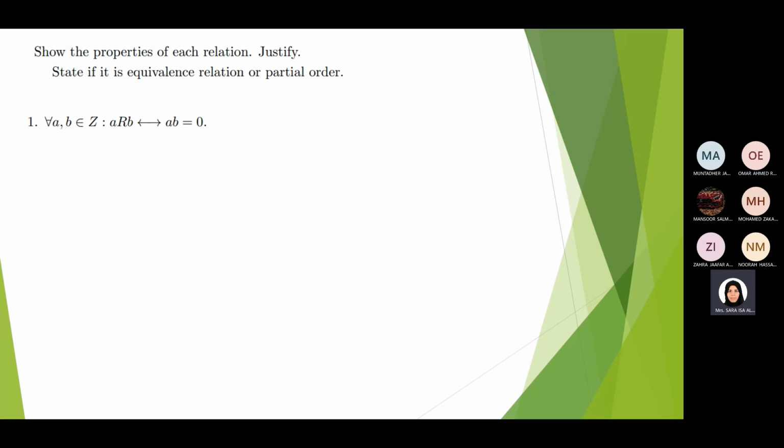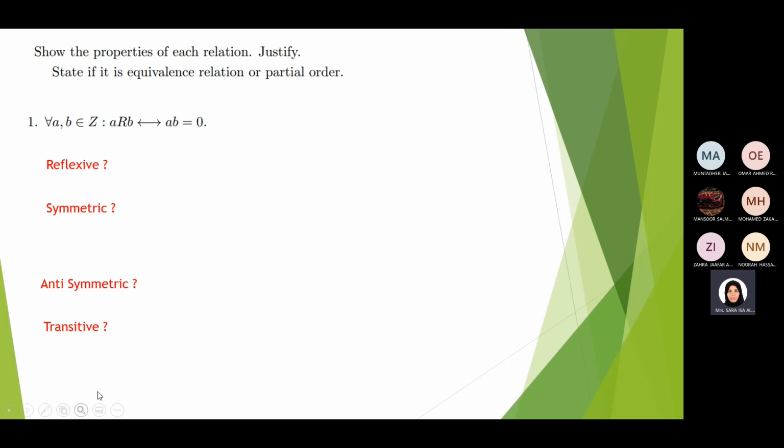This question number 3 is a relation for an unlimited domain. So we cannot list them because they are unlimited pairs. Here, for example, the question said, show the properties, meaning you must show the 4 properties; you have to check them. Then state if it is an equivalence or a partial order. So you should decide for each property if it's true or false, and then later on decide if this is an equivalence relation or not, and a partial order or not.